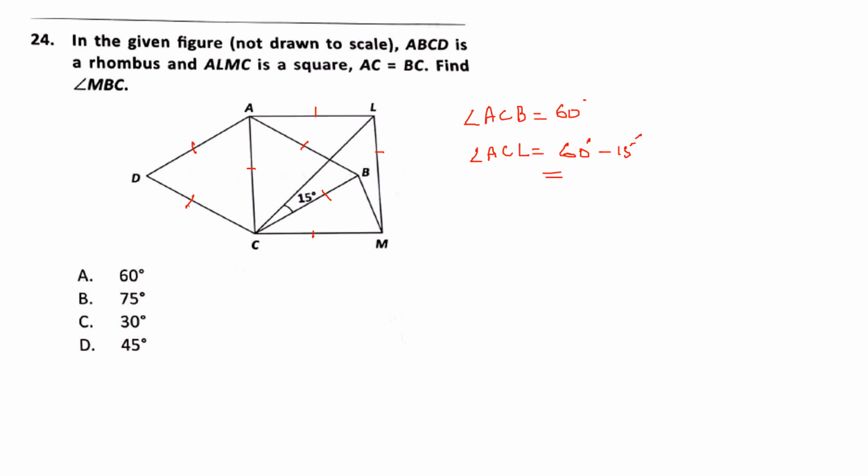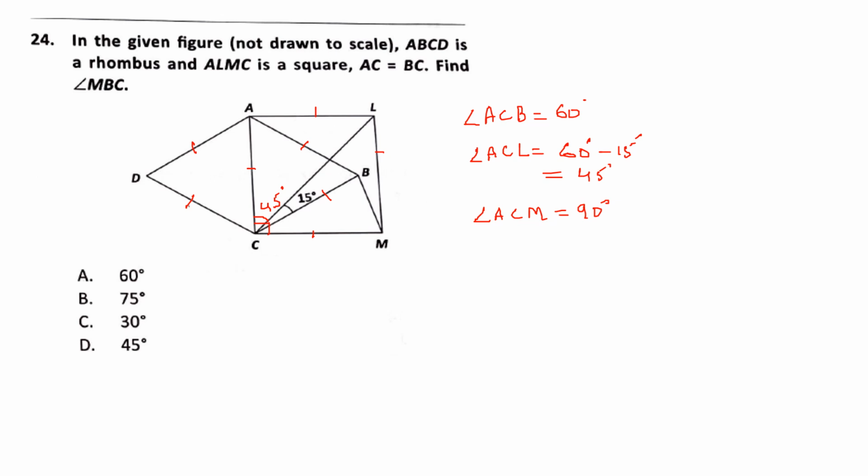60 degrees minus 15, this part. This ACB, this complete is 60, and so this part will be 60 minus 15. And when you do 60 degrees minus 15 degrees, you will get 45 degrees. So this angle is 45 degrees. Now ACML is a square also. So can I say angle ACM is 90 degrees? Isn't it? This complete is 90 degrees.